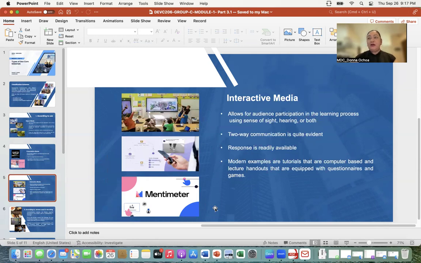Interactive media allows for audience participation in the learning process using the sense of sight, hearing, or both. Two-way communication is quite evident in this form of media. Response is also readily available. Modern examples are computer-based tutorials and lecture handouts that are equipped with questionnaires and games.